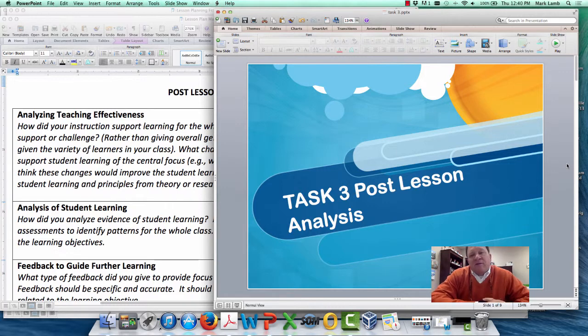All right, you taught this wonderful lesson. You have collected assessments from your students. Now what are you going to do? What did you get from all that? What did you learn? What can you say your students learned, and what evidence do you have to show that? So in the post-lesson analysis, you're going to be answering these types of questions.